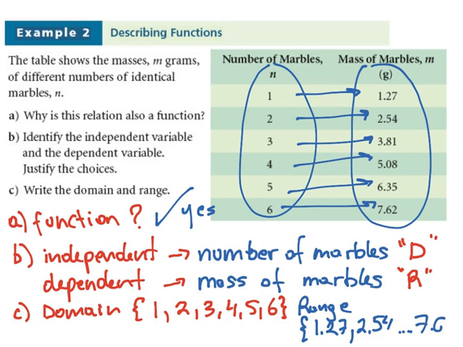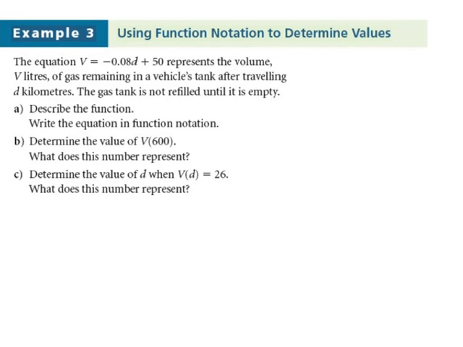Let's take a look at the next example. The equation V = -0.08D + 50 represents the volume, V in liters, of gas remaining in a vehicle tank after traveling D kilometers. The gas tank is not refilled until it is empty. Describe the function and write the equation in function notation.